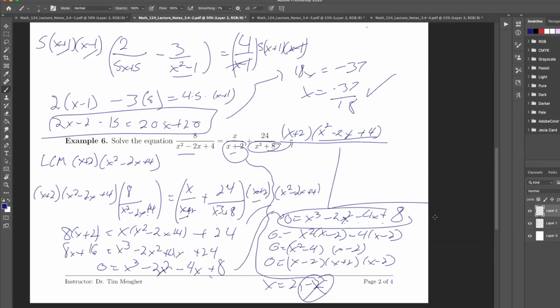So what happens here is why you need to check: sometimes when we clear out the fractions, we can produce things which are not in the domain. Notice we didn't find the domain here. We could have, but it's just easier to check your solutions at the end. And besides, it's easier that way.